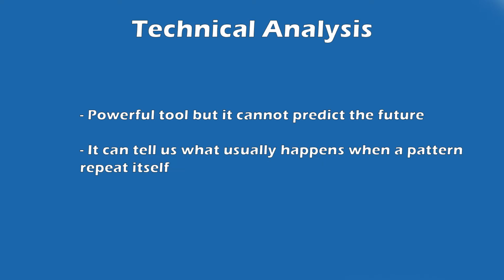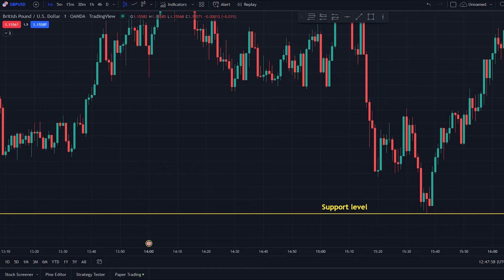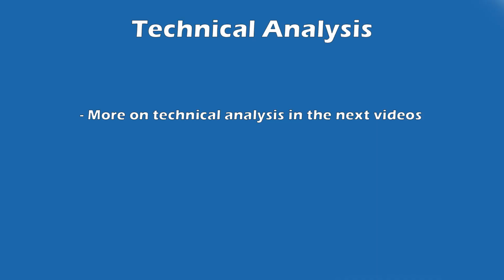Technical analysis is a very powerful tool, but it cannot predict the future. It can only tell us that, based on the historical data, this is usually what happens. We also need to keep in mind that how we apply the different techniques and how we interpret the data is very subjective. What you perceive as a support level might not be remotely close to what Jerry sees as a support level. I will not dive any deeper into technical analysis in this video, but most of the course will focus on the different ways of doing technical analysis as it's the most powerful tool we have to find out what price might do next.